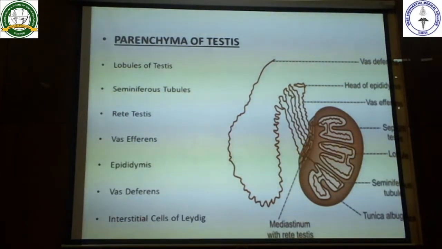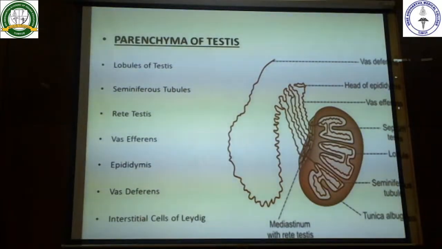Let's move ahead to the parenchyma of the testis. The diagram clearly depicts all the things which are there. You can start with the triangular shaped lobules. We have many lobules inside the testis, formed by the septula testis, which we will study ahead. Then you have the seminiferous tubules, which are coil-like structures present inside the lobules of the testis.